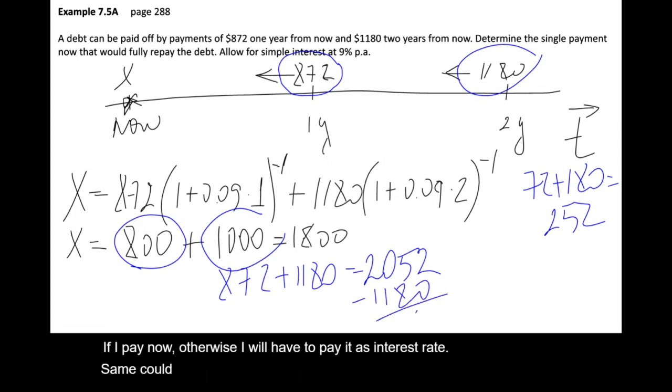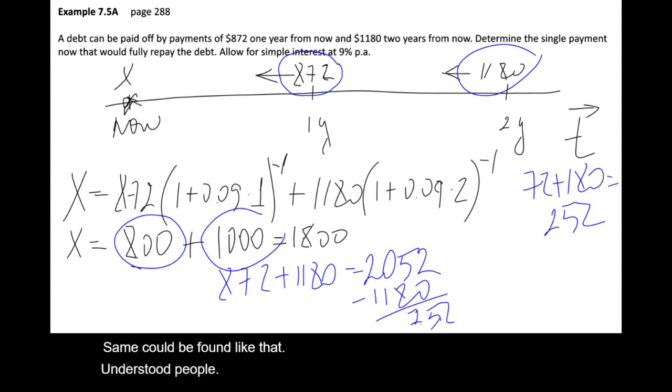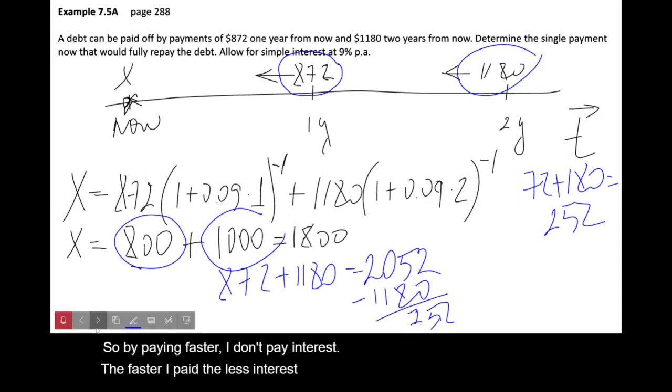Same could be found like that. Understood, people? So by paying faster, I don't pay interest. The faster I pay, the less interest I pay.